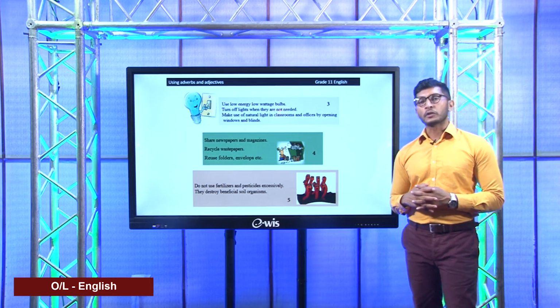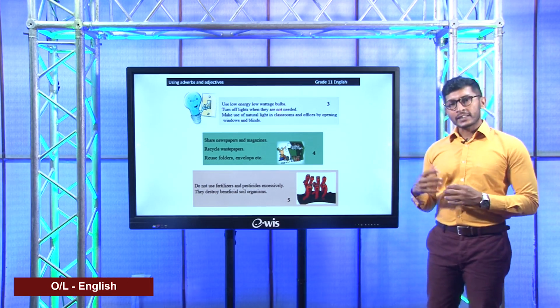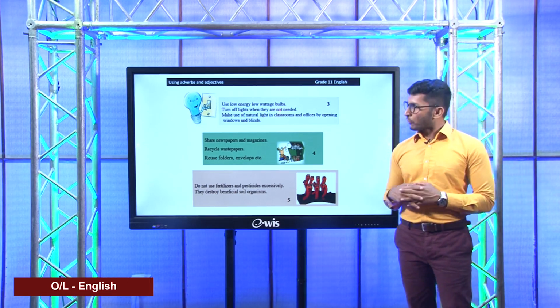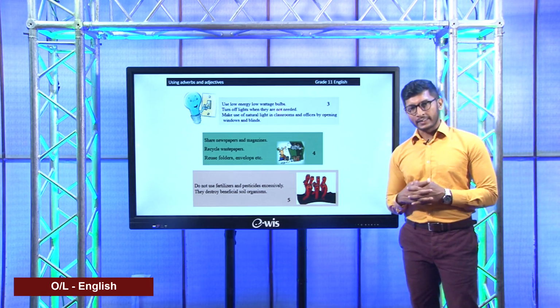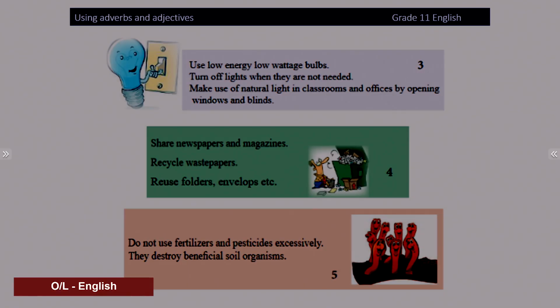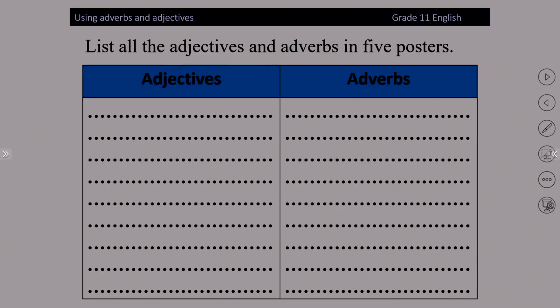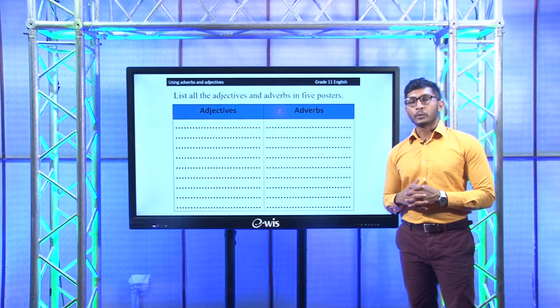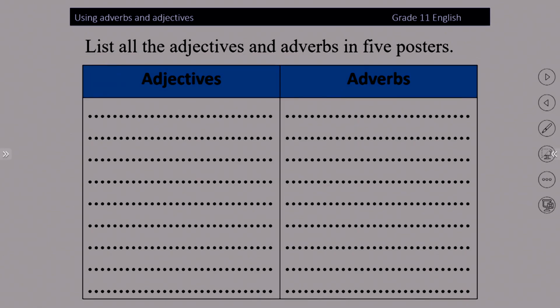Okay, now this is what you are going to do. In the next slide, we have a grid. I want you to read these posters again and check whether you can find any adjectives or adverbs. Copy this grid onto your notebook and then list down all the adjectives and adverbs you can find in those posters. You can look at the posters in your pupils book. Take your time.